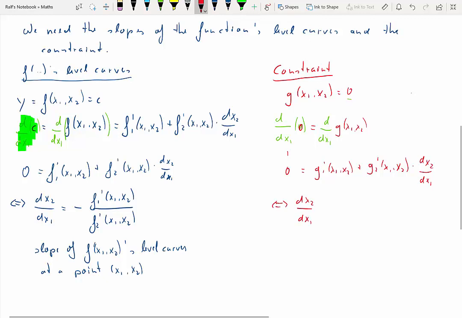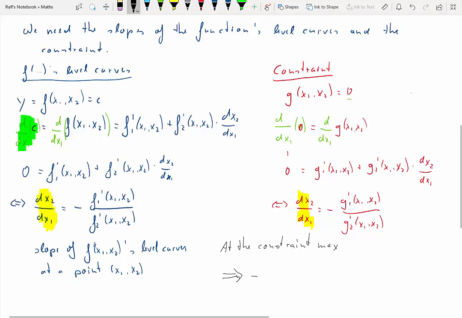So again we solve this for dx2 over dx1, and what we get is the negative of the ratio of the first order partial derivative of g with respect to x1 over that same partial derivative with respect to x2. So we now have expressions for the slope both of the level curves and of the constraint. And what we previously saw graphically was that at a constraint maximum these two slopes were equal, were the same.